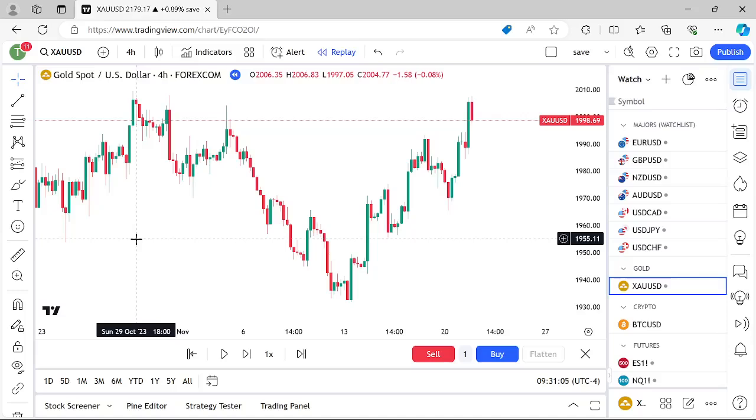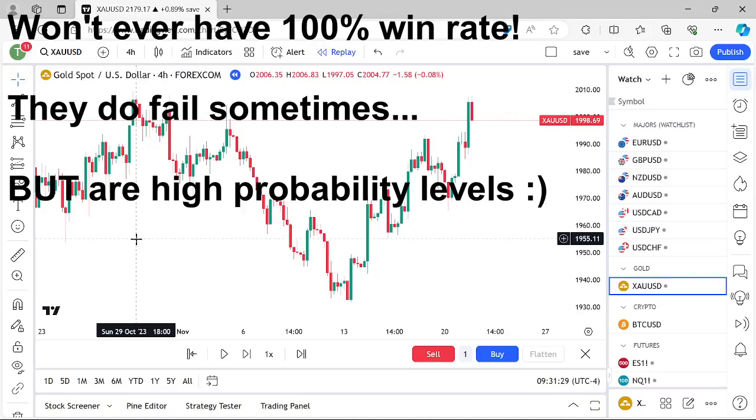Okay, in this video, I'm going to be teaching you how to identify the highest probability order blocks. Just the best of the best. I'm going to give you an entire criteria for it, step by step, a checklist, okay? If you have the patience to wait for these order blocks, these levels, your win rate is going to go through the roof, okay? It's going to go absolutely through the roof, all right?